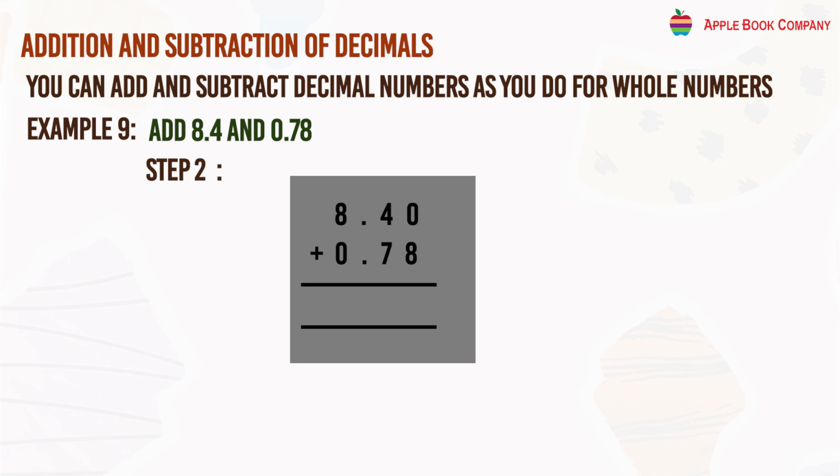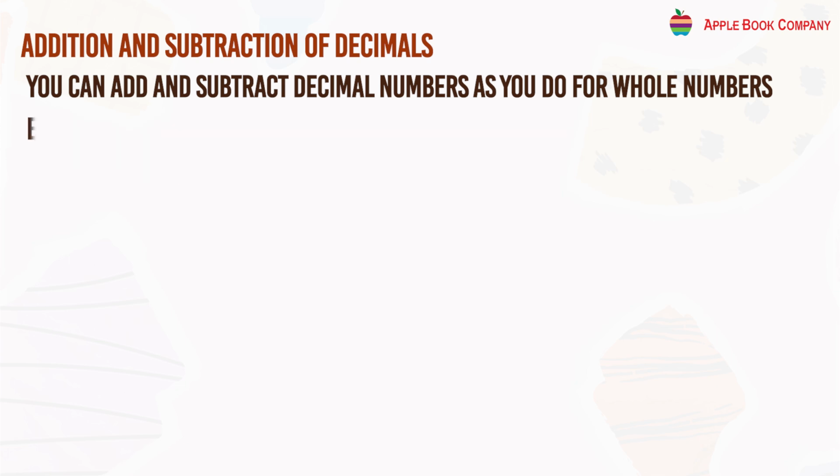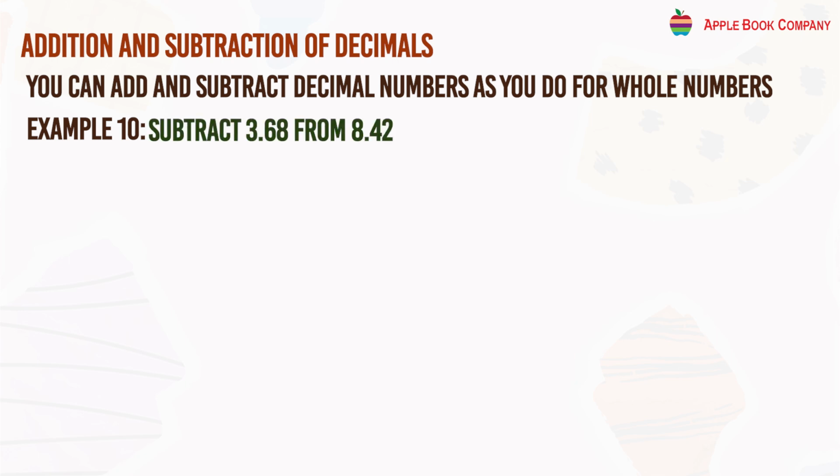Step 2. Change the decimals to like decimals if required. Step 3. Add the digits as you add whole numbers. Step 4. Write the decimal point in the answer in the same place as the number above it. Answer 9.18.